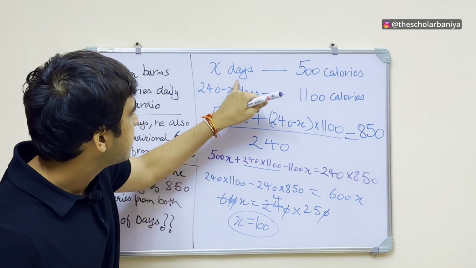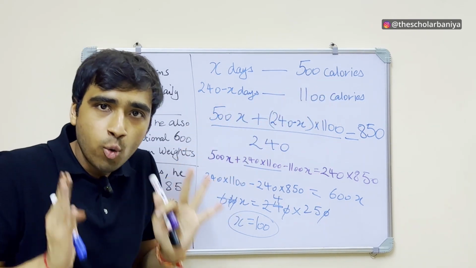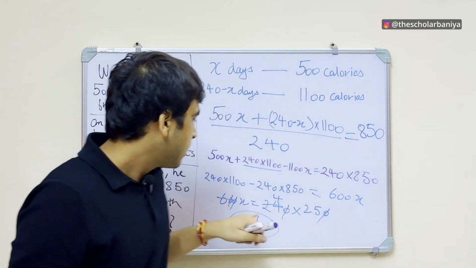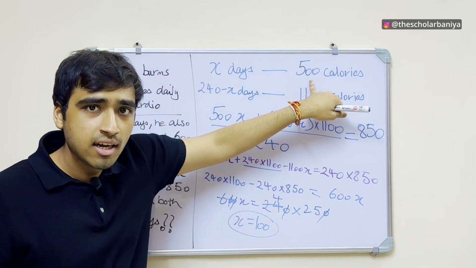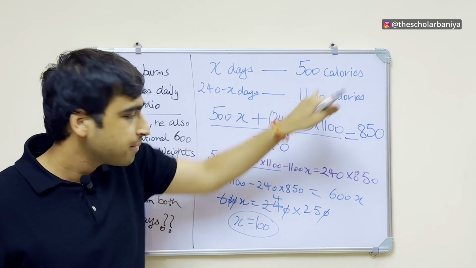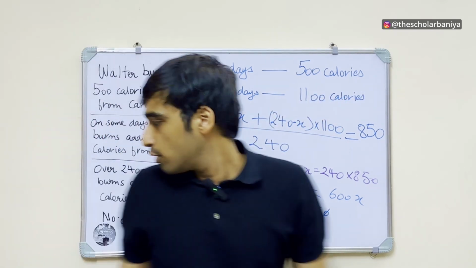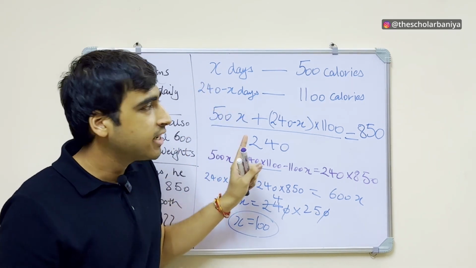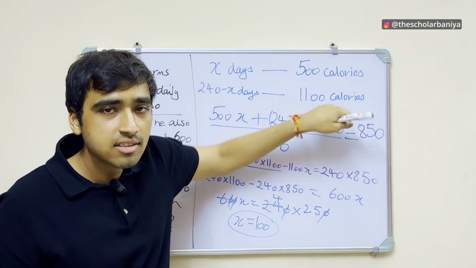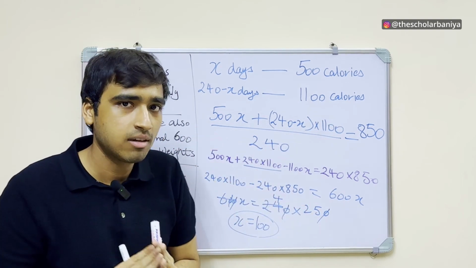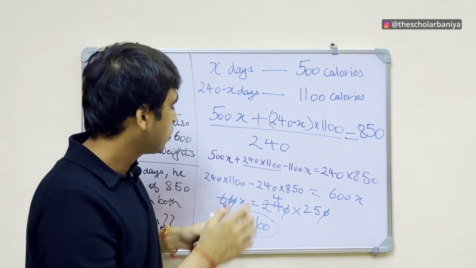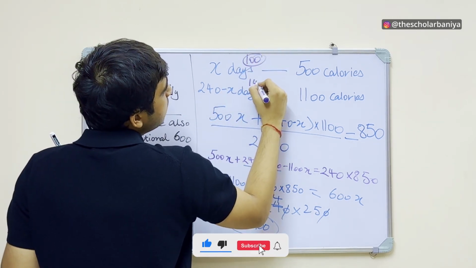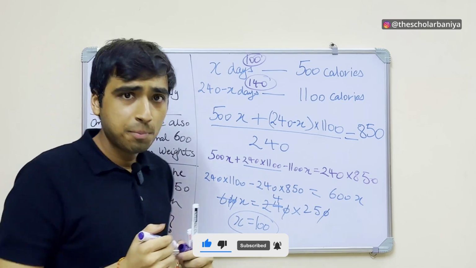So what is x? X is the number of days he only does the cardio. So out of 240 days, on 100 days Walter only does cardio and burns 500 calories, and for the remaining 140 days, because total is 240, so 240 minus 100 is 140, he burns 1100 calories by doing cardio as well as weight training. I hope this should be pretty chill. So this comes out to be 100 days and this comes out to be 140 days. I hope this is absolutely clear.